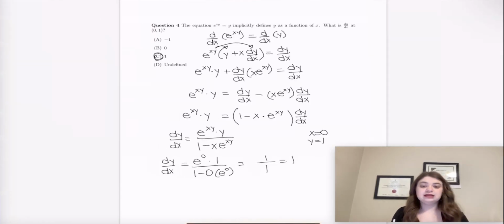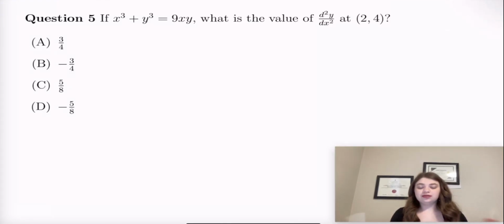Answer C is 1. All right, we're going to do one last multiple choice. This one is going to be kind of a higher order derivative. This one here, they're asking for the second derivative of y with respect to x. So let's talk about how we would find that as well.